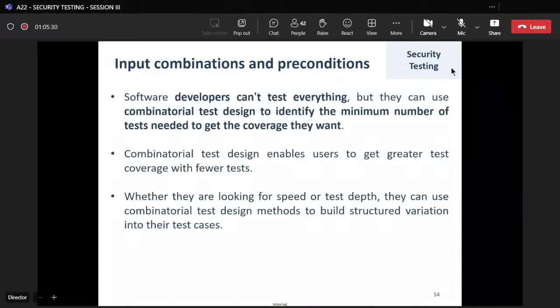They cannot test everything. What they do is perform a kind of combinational test to identify the minimum number of tests while still covering the maximum coverage, choosing the appropriate testing types. They'll be trying to cover the maximum coverage, and they'll be releasing the product.